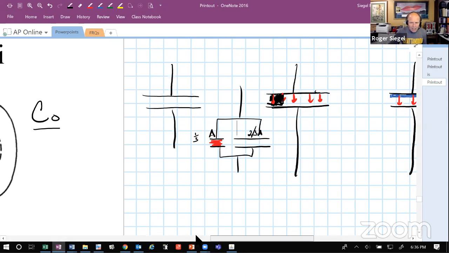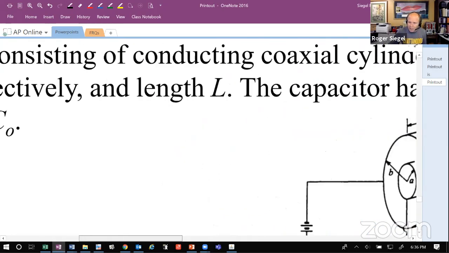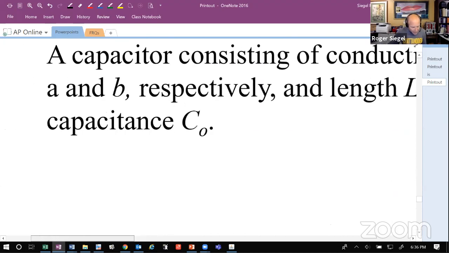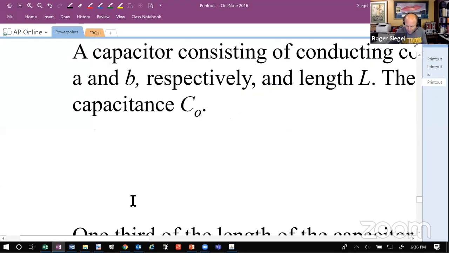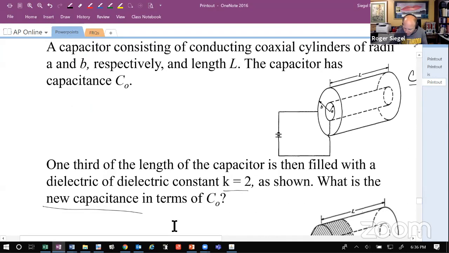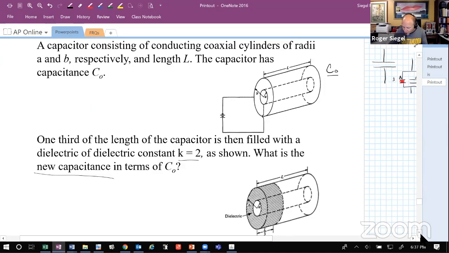I'm sure if we dug and looked through the textbooks, we would find a series example, but I don't have one for us tonight. All right, so let's go ahead though and do this one and see if we can figure out what's happening and what we can do.